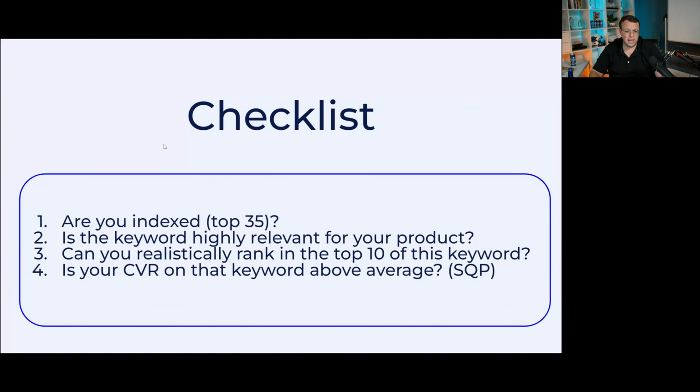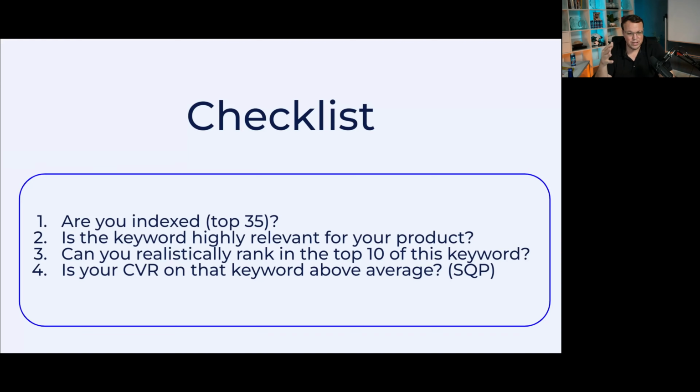So here's the checklist to ask yourself. Are you indexed? Are you in the top 35? I think I put 32, but let's see. Not top 30, 35. Is the keyword highly relevant for your product? And can I possibly rank any higher?